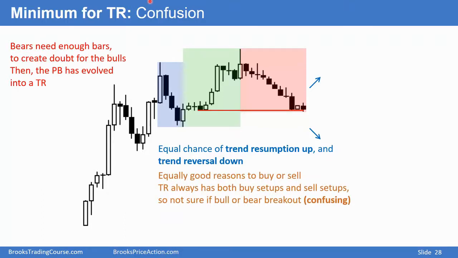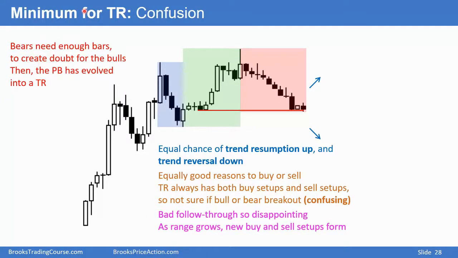Remember, a trading range always has to have both buy and sell setups. They have to be equally good so that you're not sure if the bulls or bears will win. In other words, it's confusing, and confusion is one of the hallmarks of a trading range. Bad follow-through after each leg, a strong bull leg, bad follow-through, and strong bear leg, bad follow-through for the bears. As the range grows, new buy and sell setups form. Old ones don't work and they evolve into new ones.